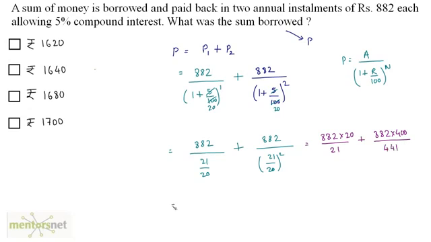Okay, so now 882 by 21 is equal to 42. So this is 42. Again, 21 square is 441, so this is 21. So 21 times 2 is 42. So I have 42 times 20, that's 840, plus 2 times 400, that's 800, and that is equal to 1640. So option B is the correct answer, and that's the sum borrowed, 1640.